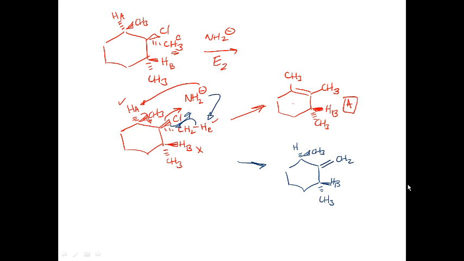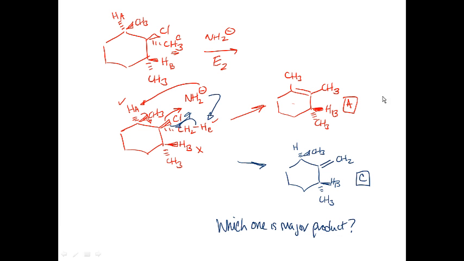And this would be product C. Now, there is no product B because B is cis to the chlorine, so it cannot be removed by the base. Now, I've written the two possible products, product A and product C. Which one is the major product? For this reaction with NH2 minus, which one is the major product?